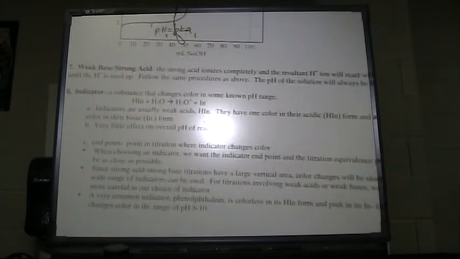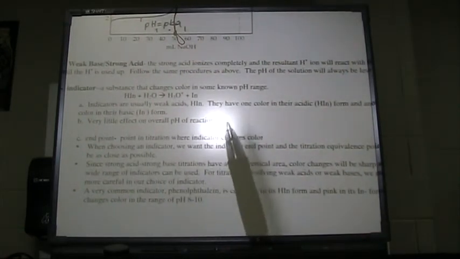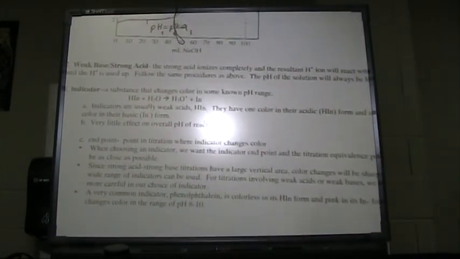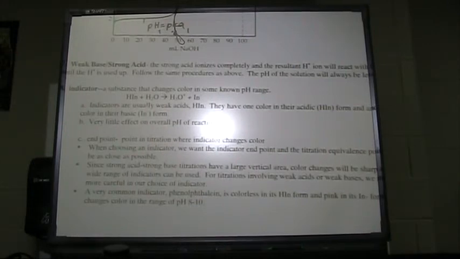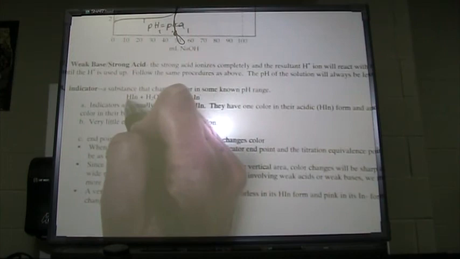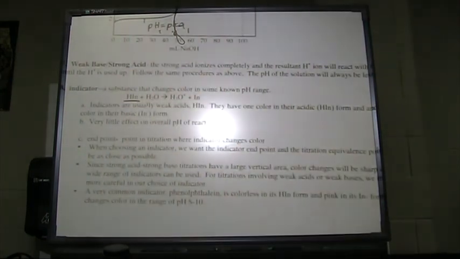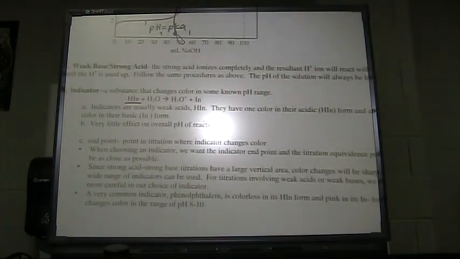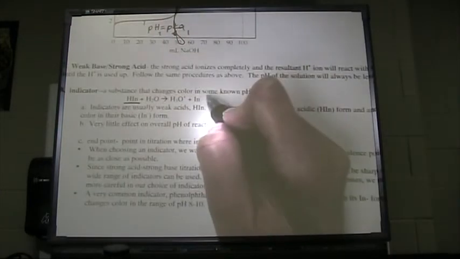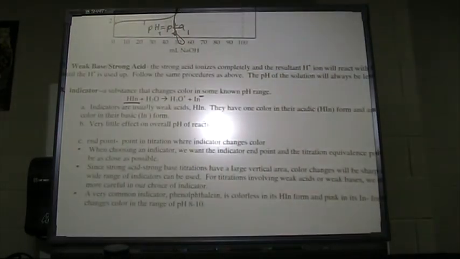Okay, I'm not going to go through indicators. I would like you to read this, but on your own time. I will let you know that this is how you refer to an indicator, H indicator. The indicator is an anion.